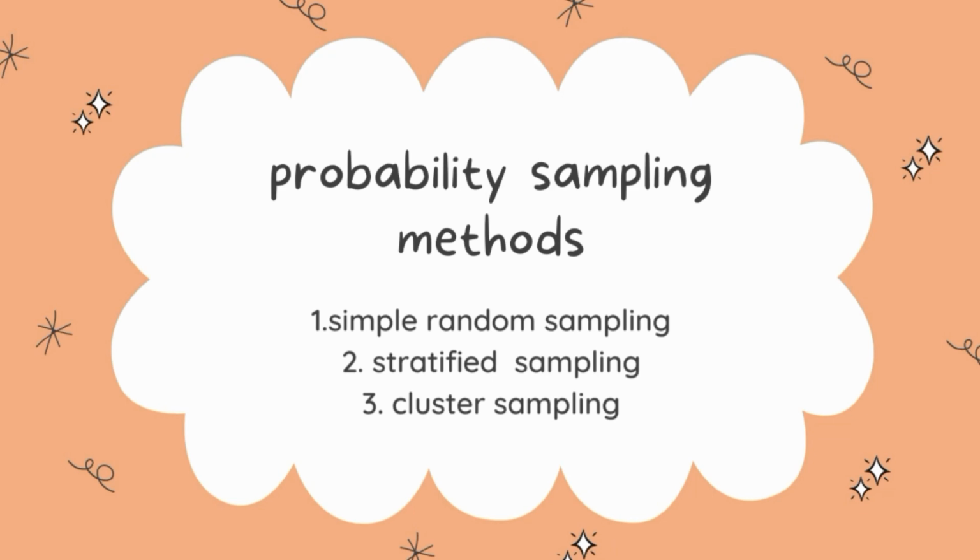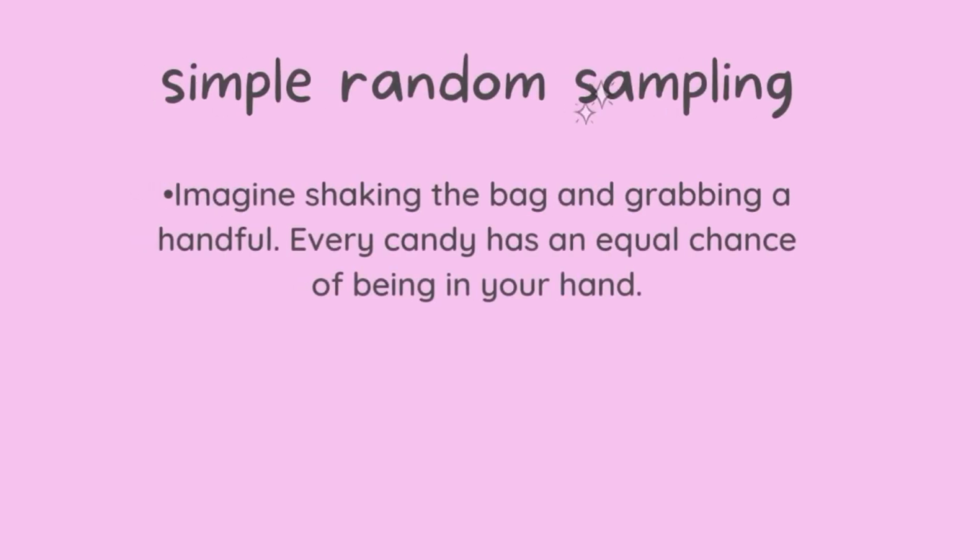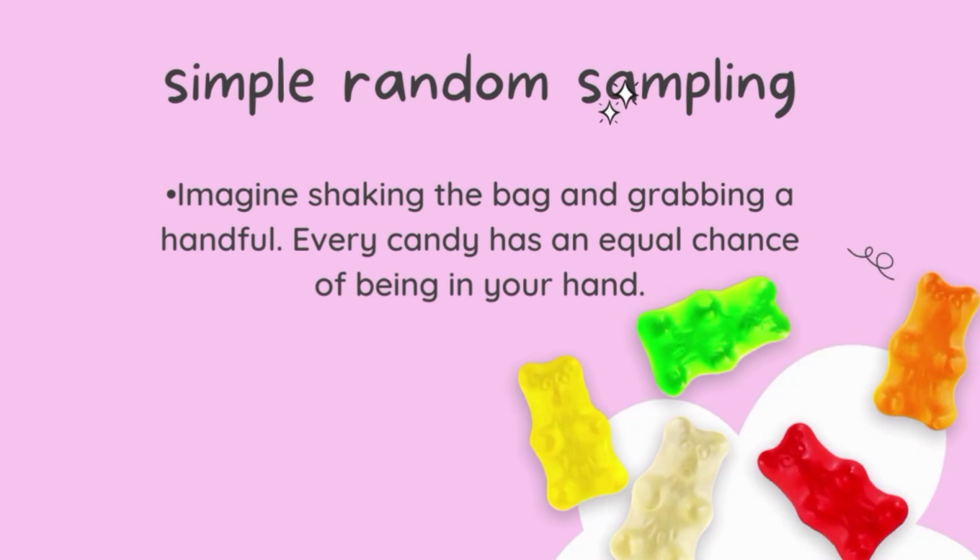What is simple random sampling? It is a method of selecting samples from a population where every individual or item has an equal chance of being selected. In this example, imagine shaking the bag and grabbing a handful of candies. Every candy, or every unit of the population, has an equal chance of being selected or chosen. That is simple random sampling.